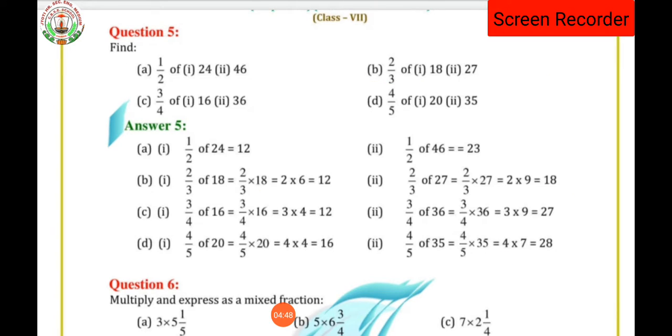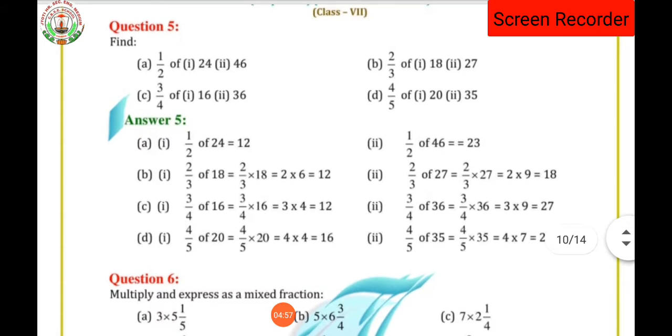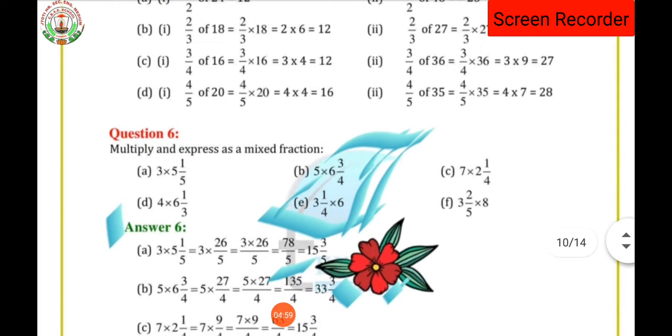Clear everyone? Now C and D parts are given on the screen. Please go through them. It's a very simple one. You just have to do the multiplication and cancel it with the denominator.